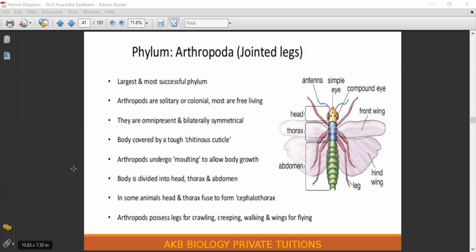Digestive system is complete and divided into foregut, midgut, and hindgut. So how is the digestive system? It's divided into foregut, midgut, and hindgut. What does foregut mean? The region which is towards the neck region or head region. Midgut is the middle one, and hindgut is the back side.